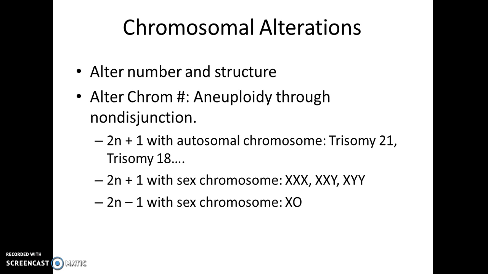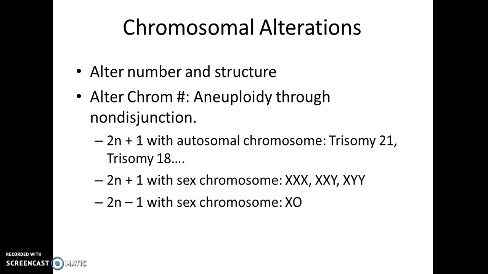Chromosomal alterations. We can alter the number and the structure of chromosomes. This isn't a good thing. These are usually bad things, so we don't want this to happen. If you alter the number of chromosomes through non-disjunction, you end up with something known as aneuploidy. We talked about that in meiosis.